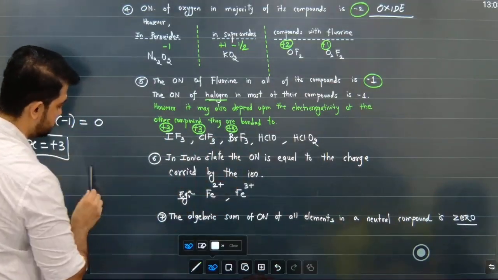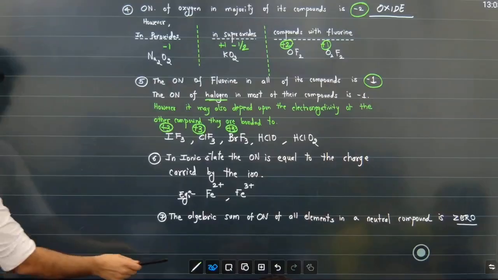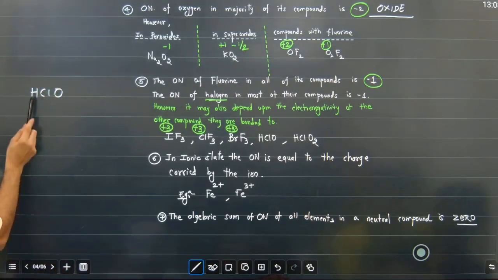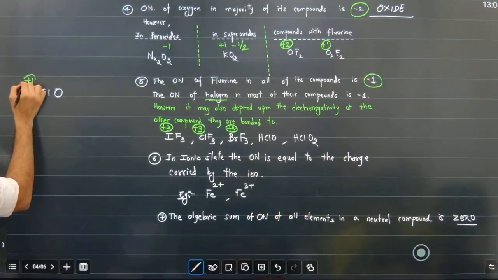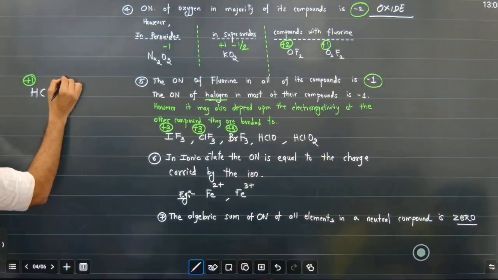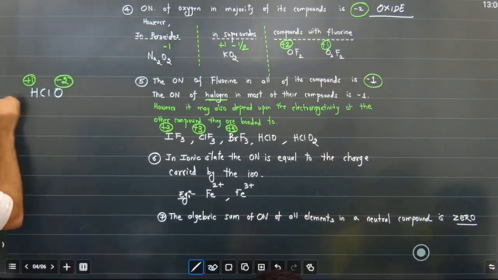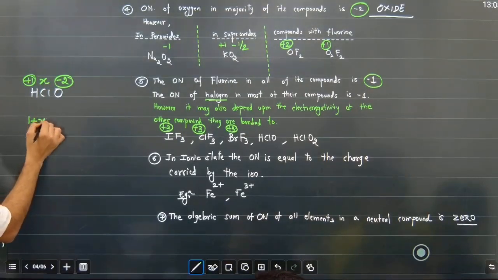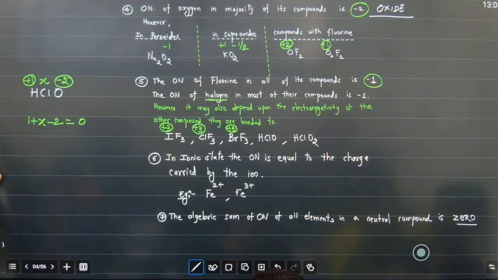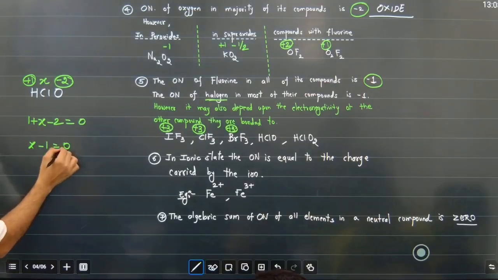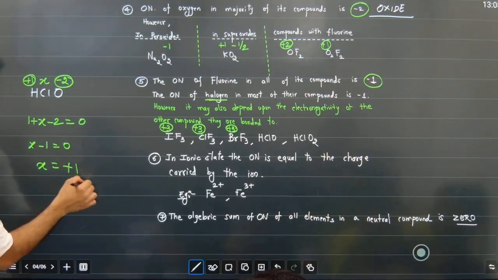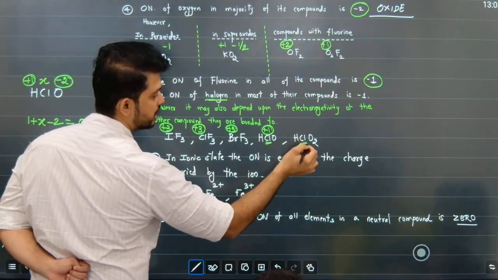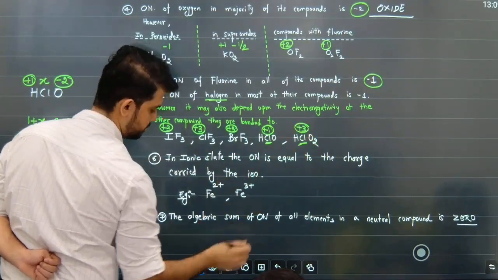What about HClO? In HClO, charge on hydrogen +1. Charge on oxygen -2. Charge on chlorine, let that be x. So 1 plus x minus 2 is 0. x minus 1 is 0. So how much is x? So the charge on chlorine over here is +1. Similarly, the charge on chlorine over here is +3.